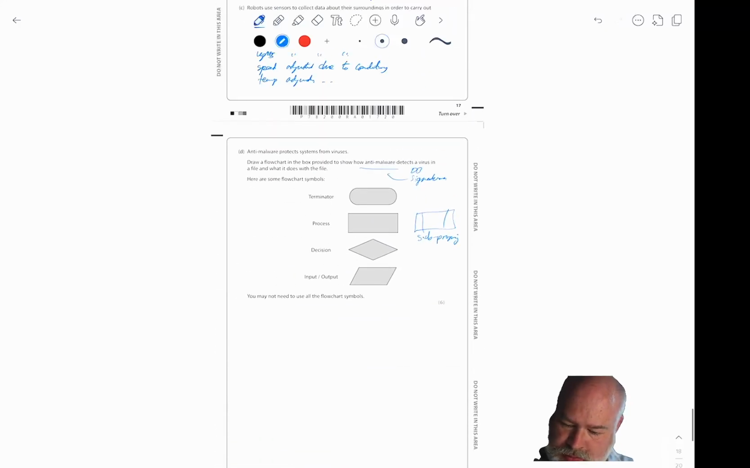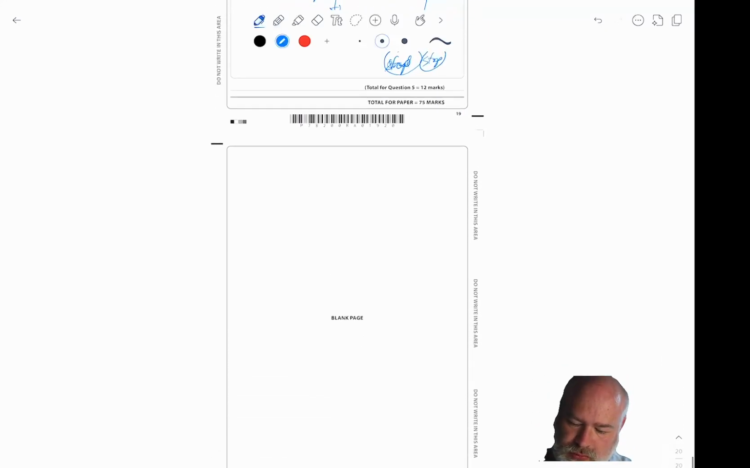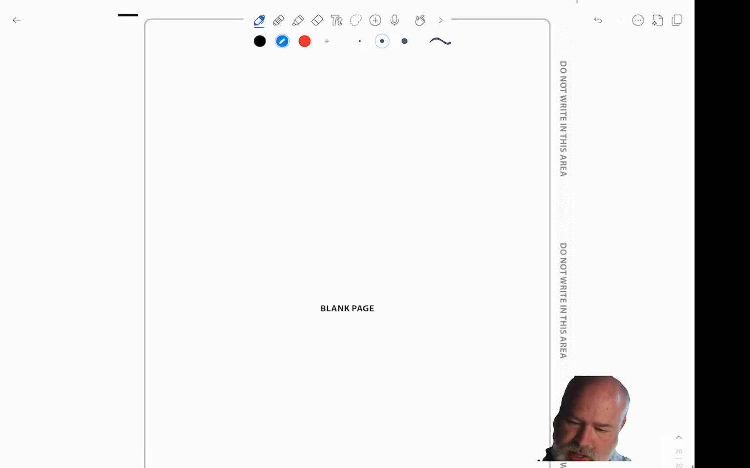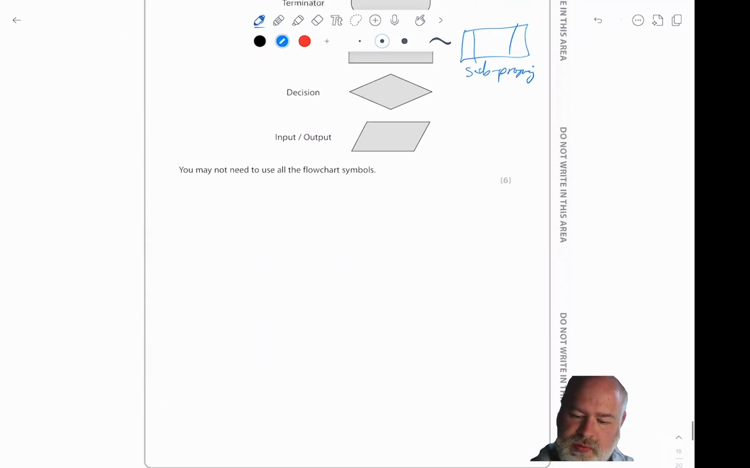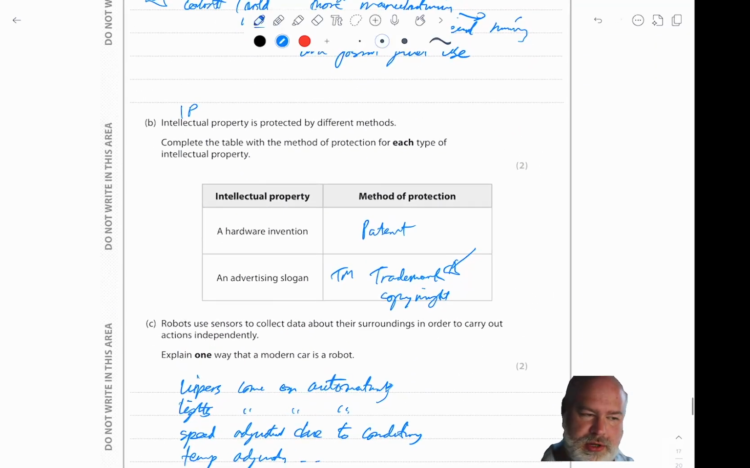Let's carry on. Oh, that's it. I think we're done. So hopefully, I mean, the beginning of the paper wasn't too bad. It got a little bit difficult with the data. So, swings and roundabouts with these. Anyway, hopefully you did all right, and hopefully this helped.